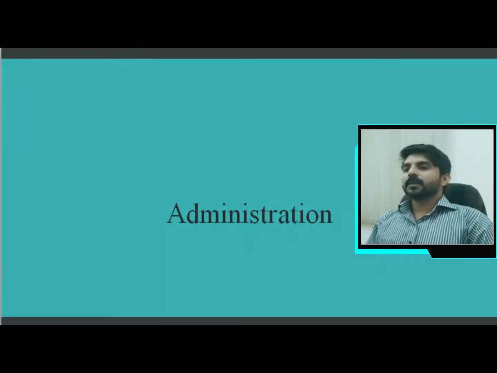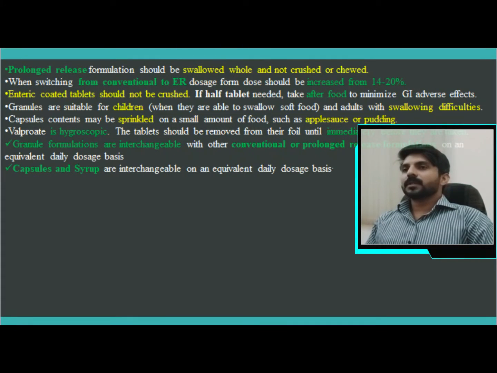If we talk about administration, then prolonged release formulations must not be crushed or chewed. However, if you want to switch from conventional dosage form to extended release dosage form, you have to increase the dose by 14 to 20%. If enteric-coated tablets are to be used in half, then they must be given with food to avoid GI adverse effects. Granules are suitable for children and adults having swallowing difficulties. Capsules may be sprinkled on applesauce and pudding.